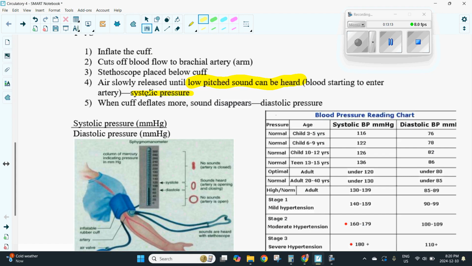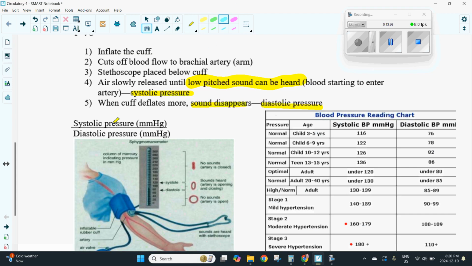So you need to know that when they measure with this old style way, they listen for the low-pitched sound. First they have to cut off blood flow, and then they slowly allow blood to start coming through. The measurement is read on the sphygmomanometer. When they first hear the sound, they read that number as systolic. As they slowly continue to deflate the cuff, the sound will eventually disappear, and when that sound completely disappears, that is read as the diastolic pressure.